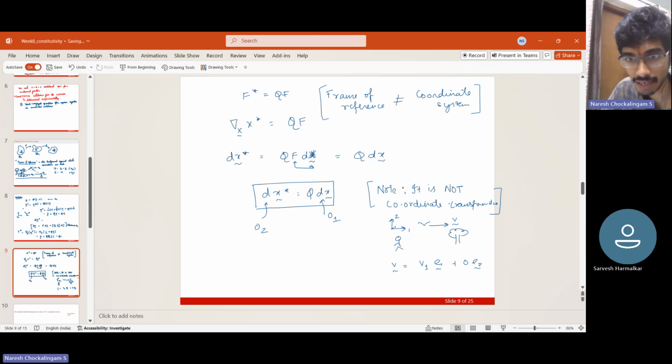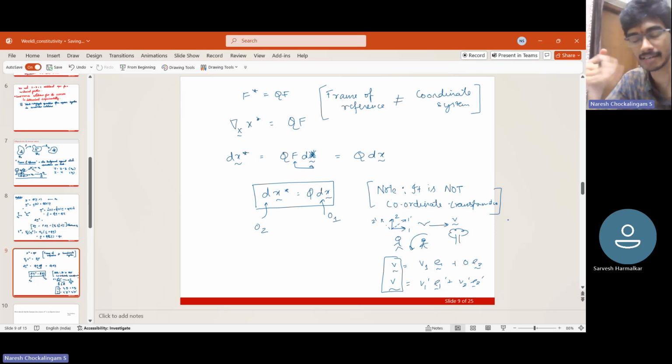For example, this observer can choose to use a coordinate system, say 1 dash 2 dash, which is tilted. So in that coordinate system, the same vector will have components v1 prime e1 prime plus v2 prime e2 prime. So that's not a problem. We can choose, but the net vector is actually the same. However, if there is another observer who is rotated or who is spinning with respect to something else, he will not report the same velocity. The velocity vector itself will be different, not just its components.